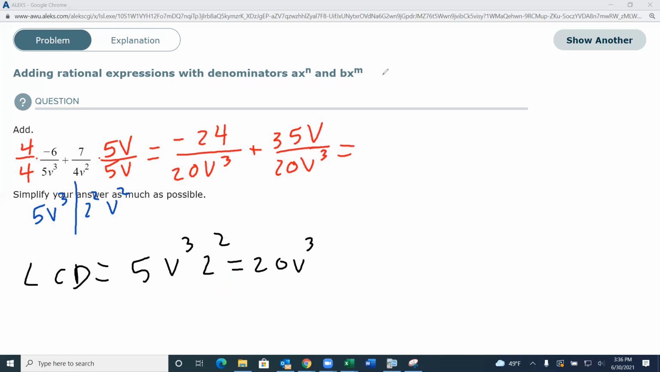I think, yeah. So now that we have common denominators, let's use them. Otherwise, what was the point in getting them? We get negative 24 plus 35v. And the numerator doesn't factor again, so I can't cancel anything.